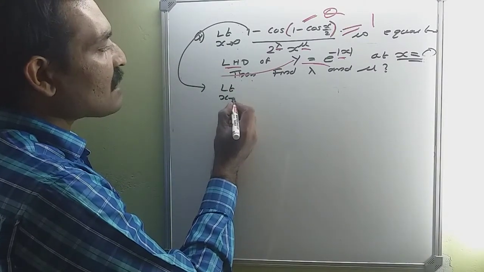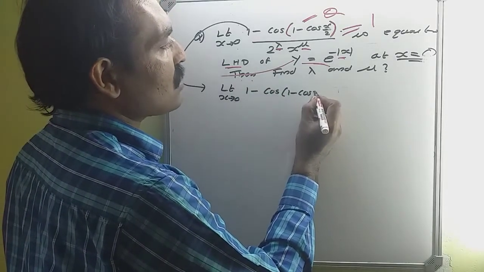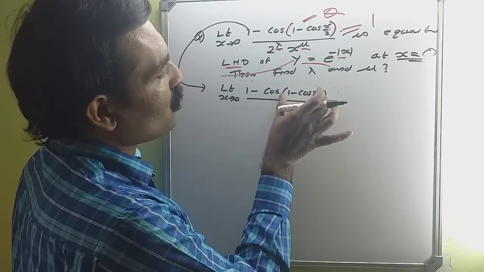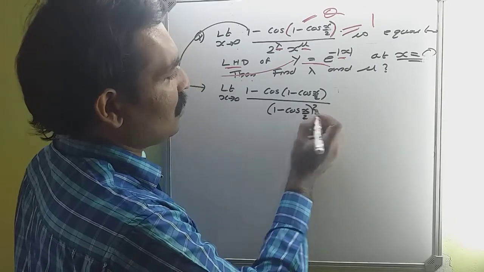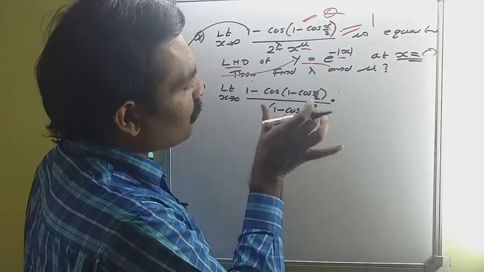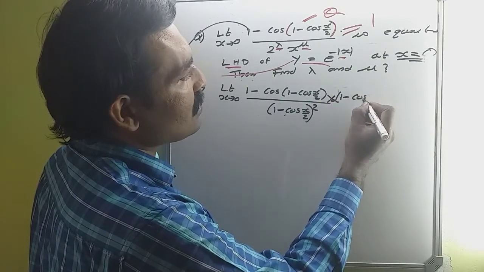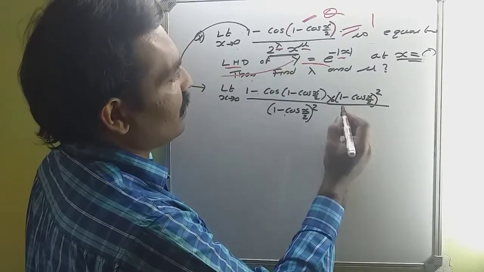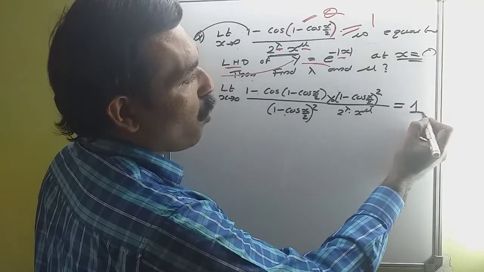We can write the limit as x tends to 0 of 1 minus cos of (1 minus cos x by 2), changing into standard form. So I am dividing this by (1 minus cos x by 2) the whole square. That is 1 minus cos theta by theta square. So as to balance the equation, we have to multiply the numerator with this term, that is (1 minus cos x by 2) the whole square, divided by the rest of the term, that is 2 raised to lambda into x raised to mu. This is equal to 1.